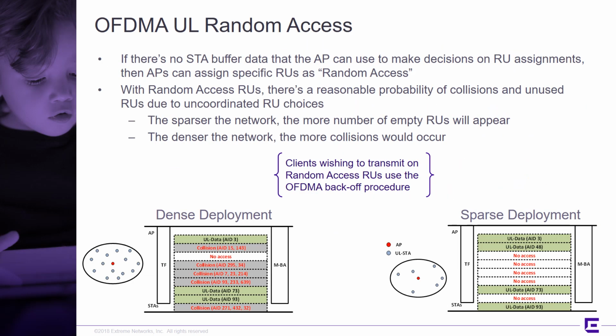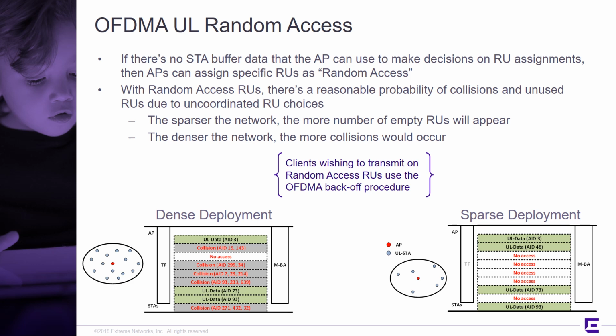Another issue here is that if there's no station buffer data that the AP can use, in other words, it queries the station and the station doesn't give it anything, or it simply doesn't query the stations with the report polls, then it has no idea of how to assign the RUs. And so those RUs are then assigned to be random access. Now this can cause clients to compete with each other on the RUs. If they're not told to be on this RU or that RU, then they may just choose an RU, a certain width, a certain position across the channel, and that may cause collisions.